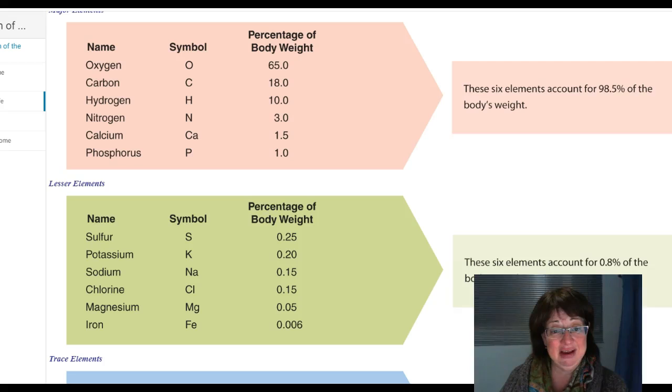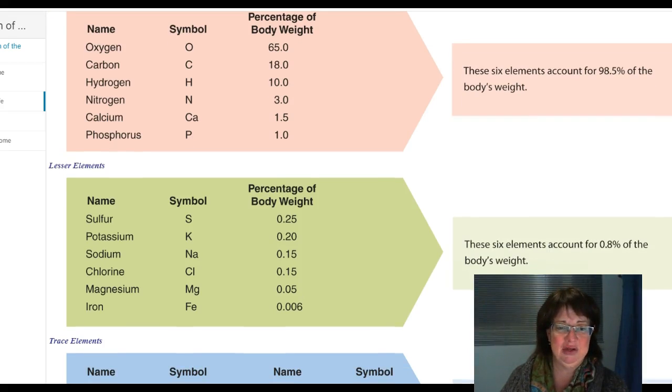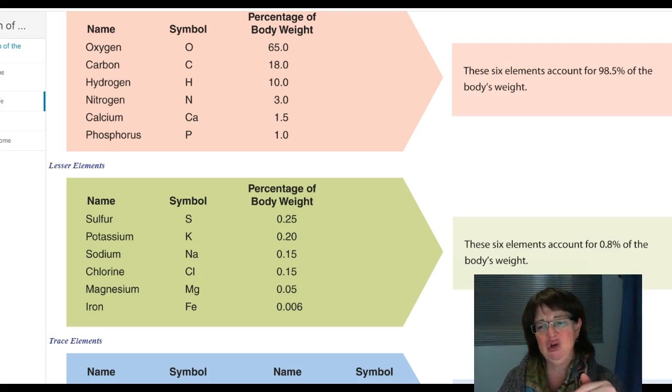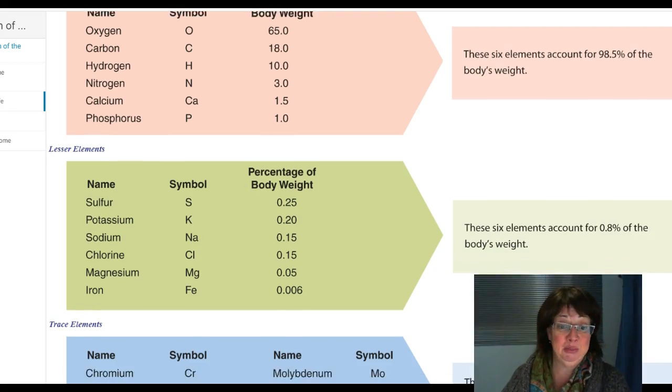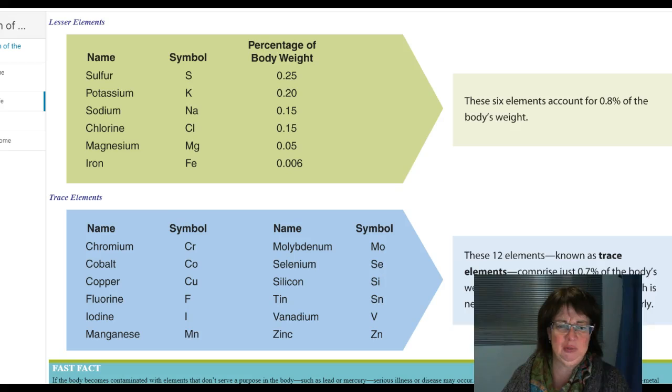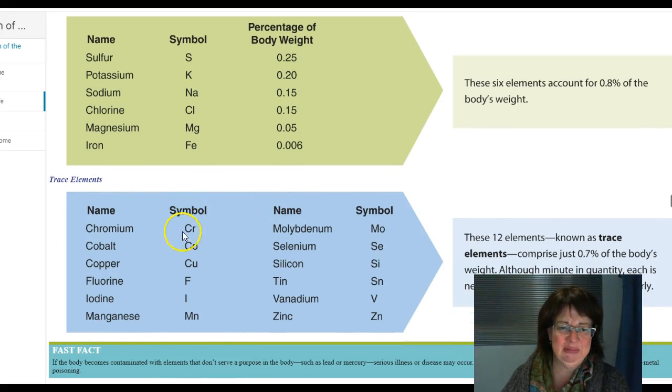Then there are some lesser elements such as sulfur, potassium, sodium. Sodium and potassium are very important in nerve function. Chlorine, which usually reacts or travels with sodium, is the negative to the sodium's positive. Magnesium and iron is very important in blood. We'll talk about that when we talk about hemoglobin. Then there's some trace elements: chromium, cobalt, fluoride. Iodine's an interesting one. We'll talk about it when we get to the thyroid gland, because iodine is taken up by your thyroid gland. So if you see iodinized salt, that is to help your thyroid gland.